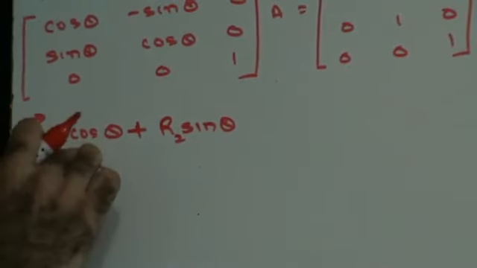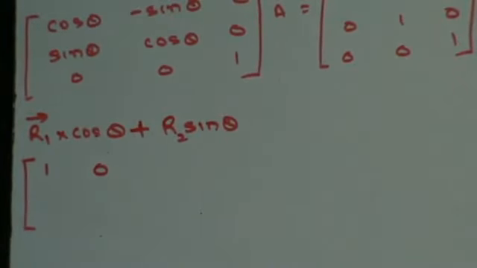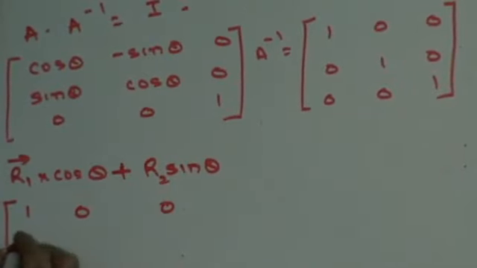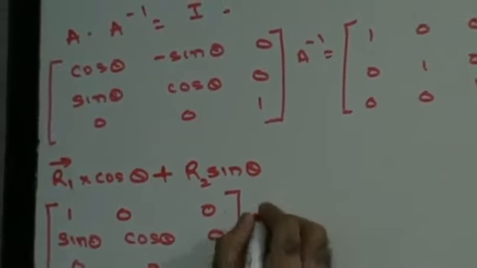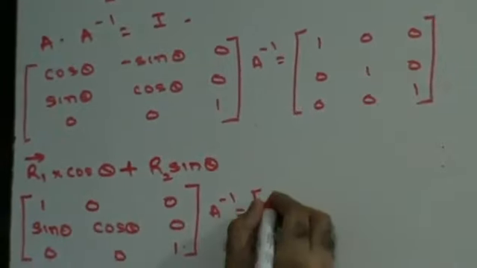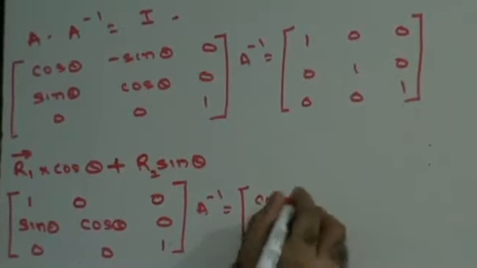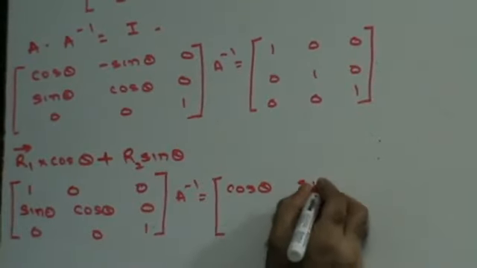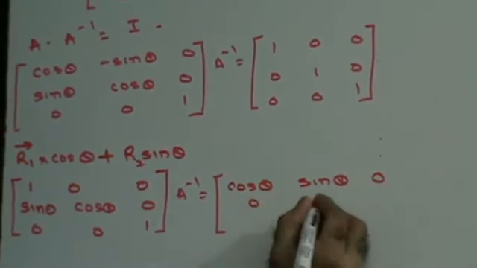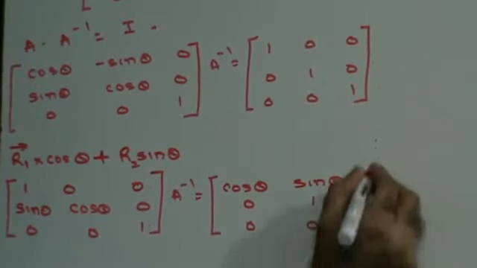Minus sin theta cos theta plus sin theta cos theta is 0. 0 plus 0 is 0. The second row stays sin theta, cos theta, 0 and the third row 0, 0, 1, into A inverse. On the right, R1 into cos theta: 1 into cos theta is cos theta plus 0, so this will be cos theta. Then 0 plus sin theta, 0; 0, 1, 0; 0, 0, 1.